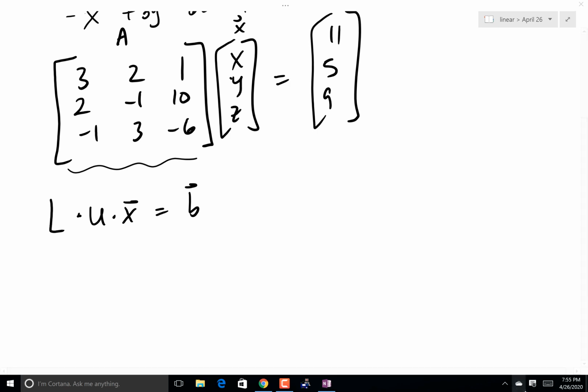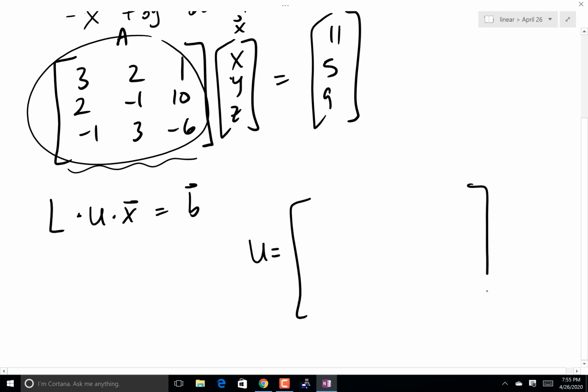So U is the one you want to do first. So U is simply putting this guy here in echelon form. Notice I did not say reduced row echelon form. Not reduced, just echelon form, meaning you need a 0 here, here, and here. Okay? So let's go about doing that.